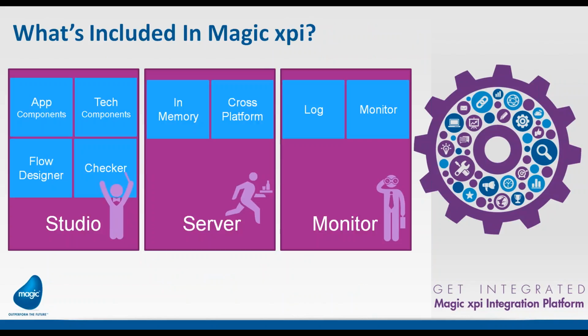So what do you actually get in terms of the software? What's included in Magic XPI is a studio environment for designing business process integration flows. So you have not only the app components and technology components that we talked about, but a flow designer environment. We'll take a look at that and see how that works. There are checker and debugger capabilities in the studio so that you can build and test these business process flows to see how the information is going to flow through the organization, how you're going to orchestrate and trigger business processes, including both real-time and long-running business processes.